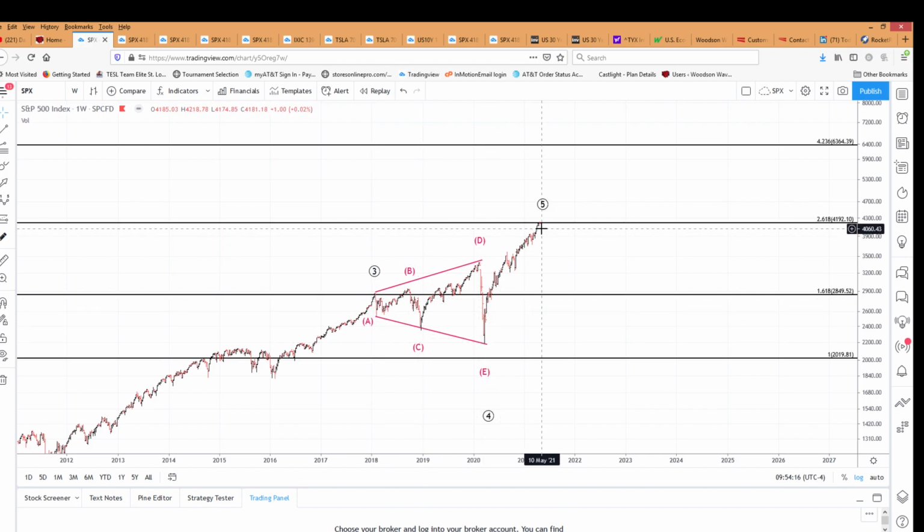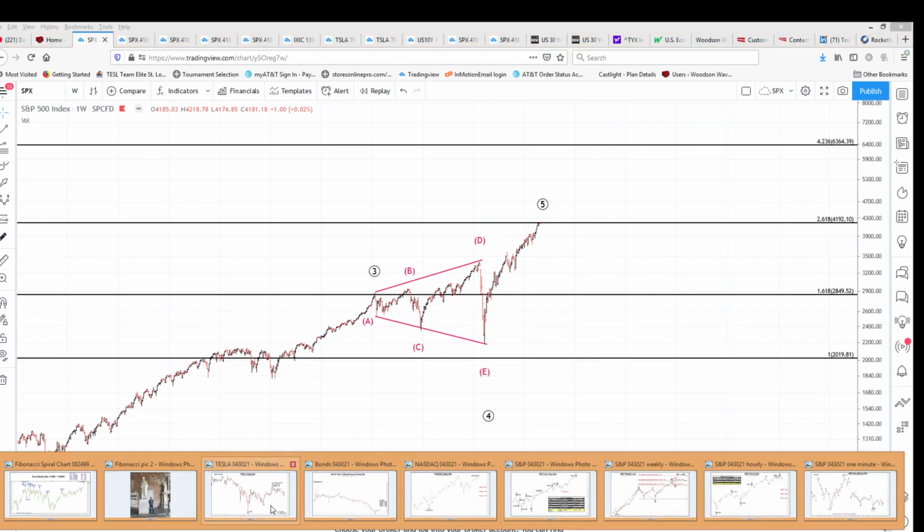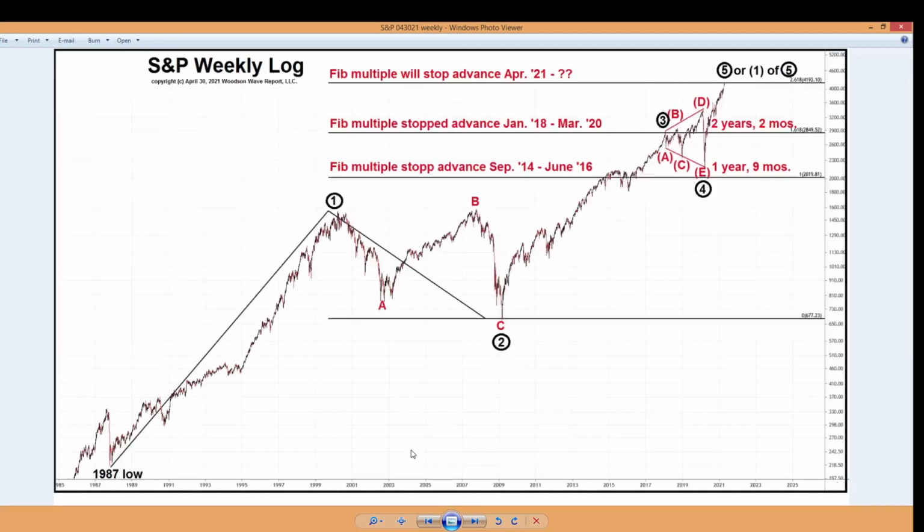And here we are again. You would think that this is going to at least cause the market to go sideways, if not down. And let me see if I have that pic of that there. I believe here we are, the weekly. Okay, there's the 1987 low, the 2000 high, ABC wave 2 correction, 3 up there at a 1.618, the expanding triangle. This Fibonacci multiple stopped the advance, sorry for that typo there, or spelling error, for 1 year and 9 months. This one here, the 1.618, stopped it and caused it to go ultimately down for 2 years and 2 months. And here we are now, April 29th of 2021, and we've touched the multiple right here.